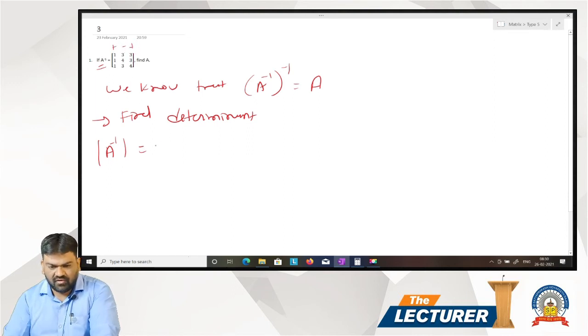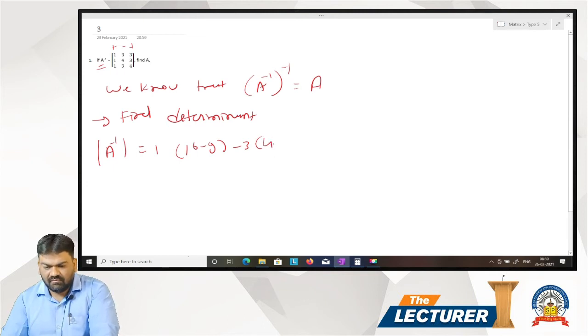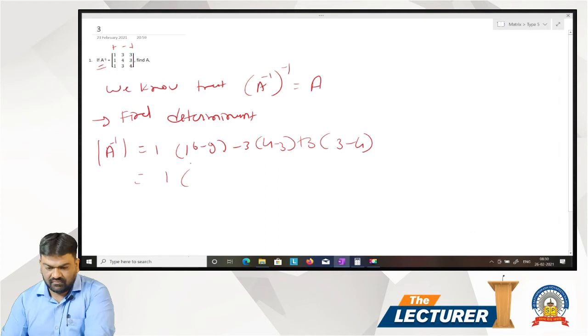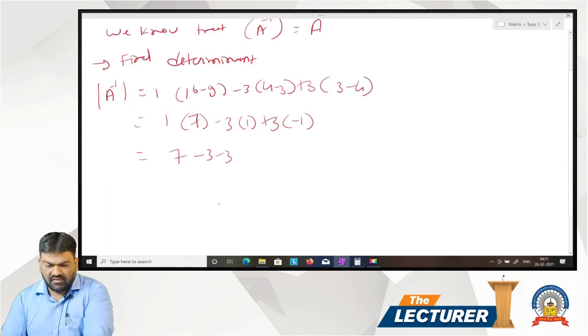Signs plus minus plus. 1 times (4 multiplied by 4 is 16, 3 multiplied by 3 is 9), minus 3 times (4 multiplied by 1 is 4, 3 multiplied by 1 is 3), plus 3 times (3 multiplied by 1 is 3, 4 multiplied by 1 is 4, minus 1). 16 minus 9 is 7, 4 minus 3 is 1, 3 minus 4 is minus 1. 7 minus 3 minus 3, that is 1.